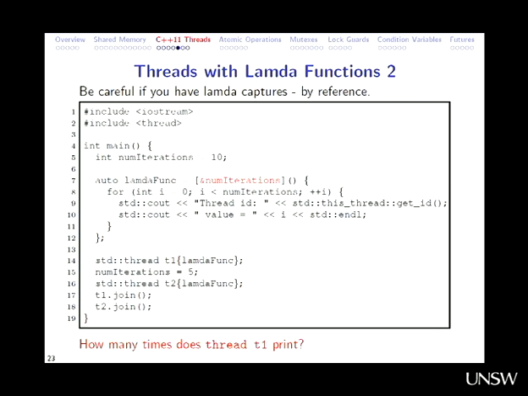Let's change this function ever so slightly. I have an int number of iterations equals 10. I am capturing, for reference, this is lambda with captures. So I'm capturing the number of iterations by reference. I'm then firing up thread 1 with the lambda function up there. I'm then changing the number of iterations to be 5 and firing up the lambda function the second time. How many times does the thread print? How many times do I get output?